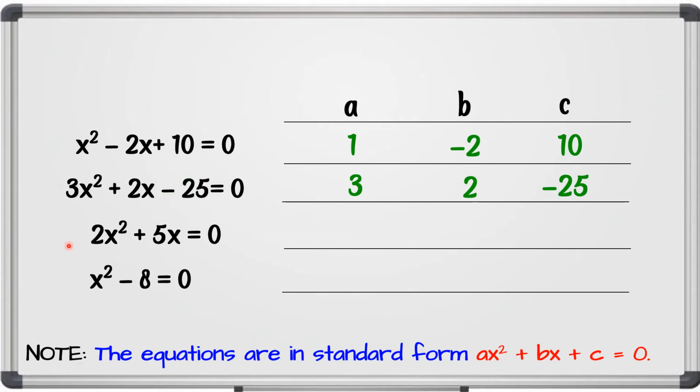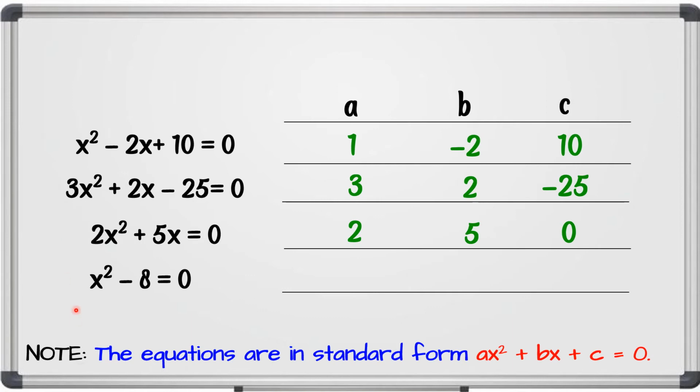Next, third equation, 2x squared plus 5x equals 0. Notice here that the constant term is missing. So a is equal to 2, which is the coefficient of x squared. b is equal to 5, which is the coefficient of x. So c is missing, which means the coefficient is 0.